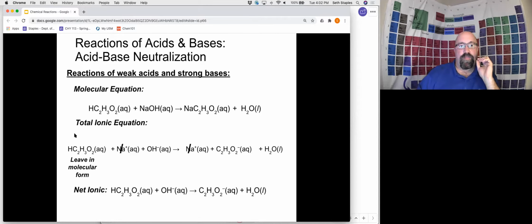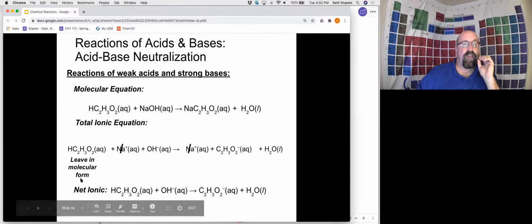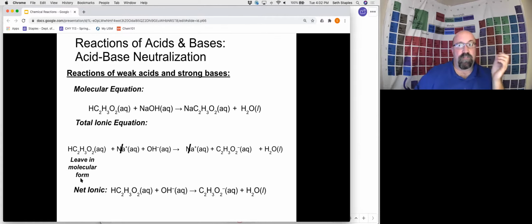Now, as we're going through and we come up with our ionic equation, this is molecular. This is a weak acid. This is not going to completely dissociate. And so in our ionic equation, we leave it written in its molecular form because it's a weak acid, right? It's not going to split up into its ions. And so that's the way that we write it.